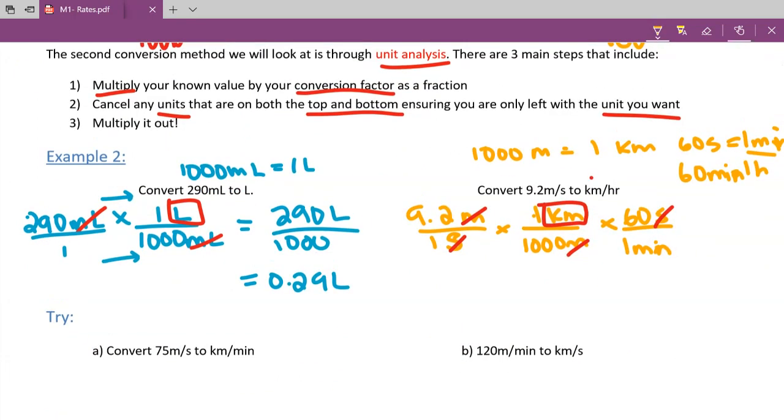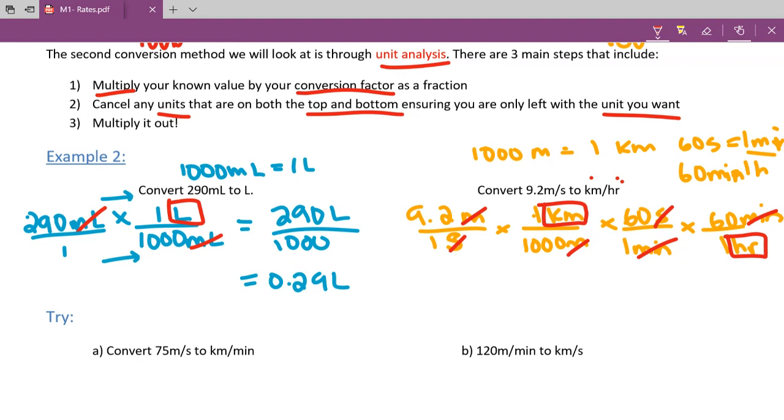So I set up another conversion factor where this time minutes goes on the top because now that's what I'm trying to get rid of. And hours goes on the bottom. So minutes have now canceled out. Notice my only units left are kilometers on the top, hours on the bottom, just like my goal.